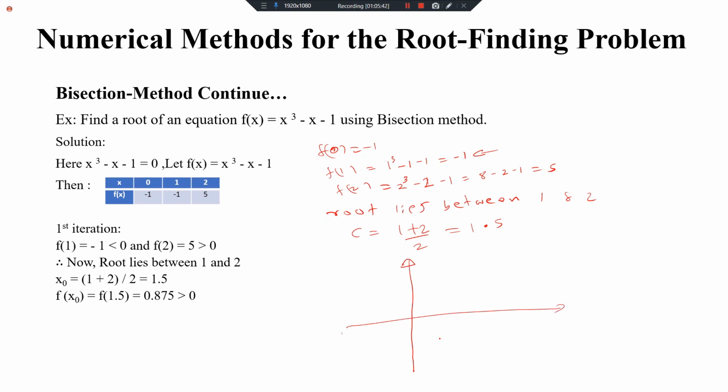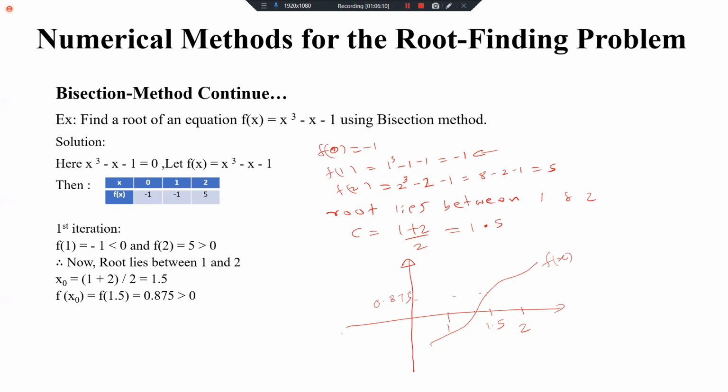This graph. This is fx. This is 1. Let's say this is 2, then 1.5 is here. Because in the 1.5 you have some f naught value, it is 0.875.